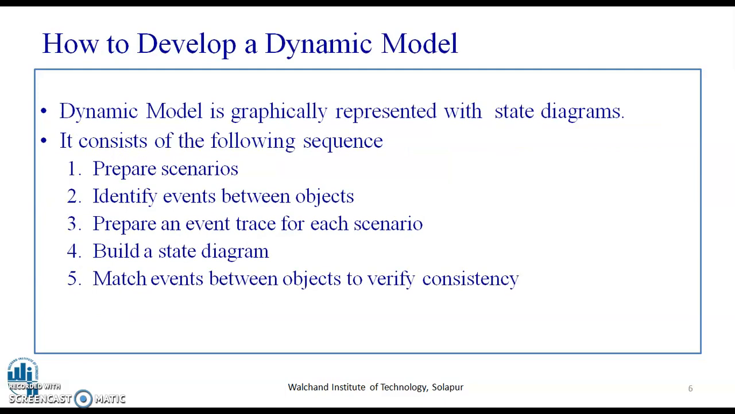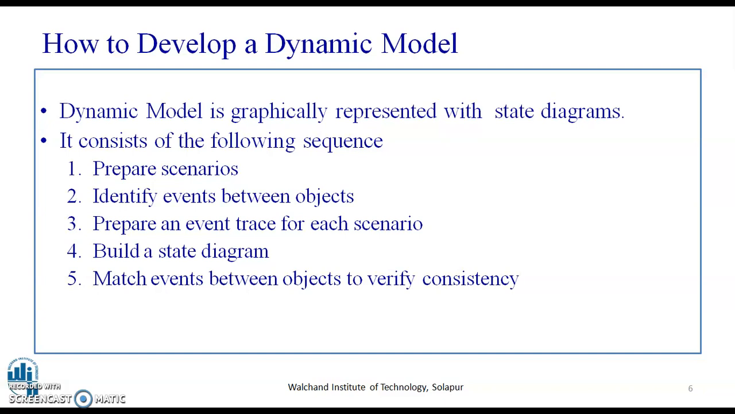Now, we will be understanding how to develop a state model. The dynamic model is graphically represented with a state diagram. It consists of the following sequence. First, prepare scenario. Second, identify events between objects. Third, prepare an event trace for each scenario. Build a state diagram and finally match events between the objects to verify consistency.